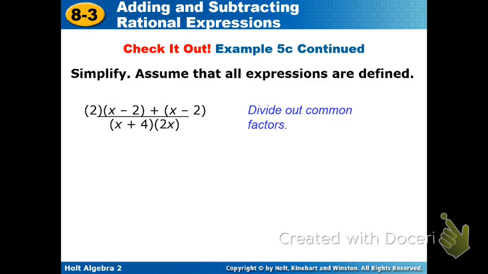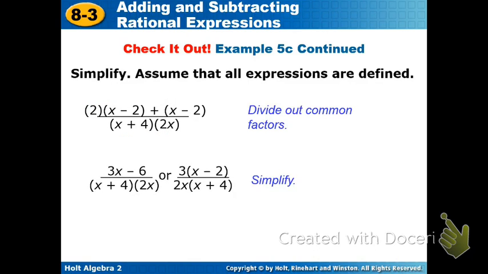So here's what we've got. Distribute your 2. 2x minus 4 here. No distributing on your second one, so you can just get rid of the parentheses. In the denominator, that 2x will need to be distributed as well. So that would give you 2x squared plus 8x. Giving us a final answer of 3x minus 6 over your denominator of x plus 4 times your 2x.